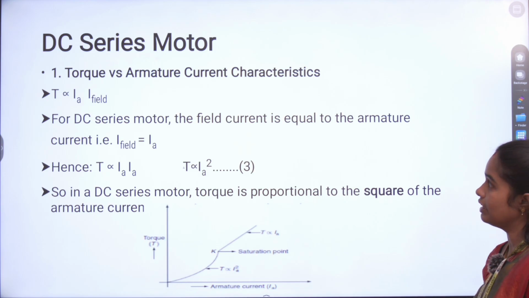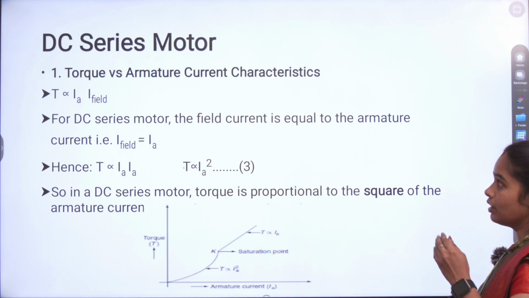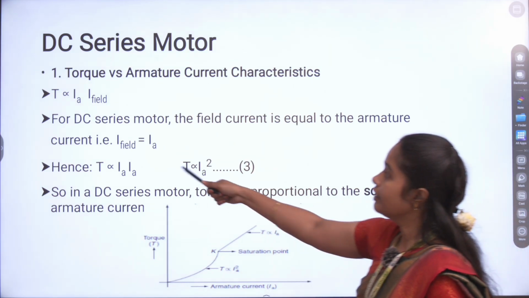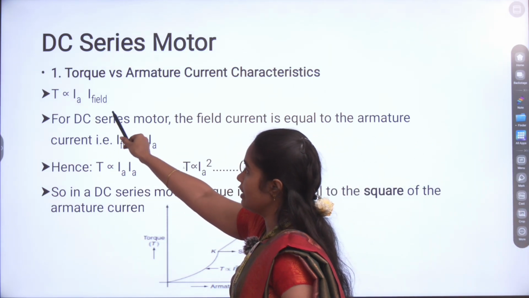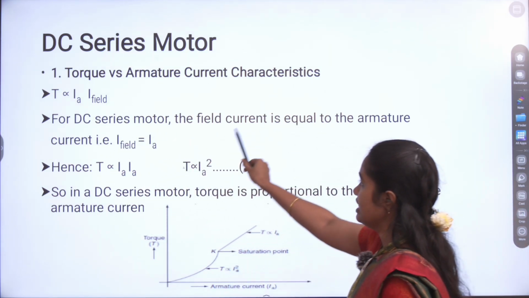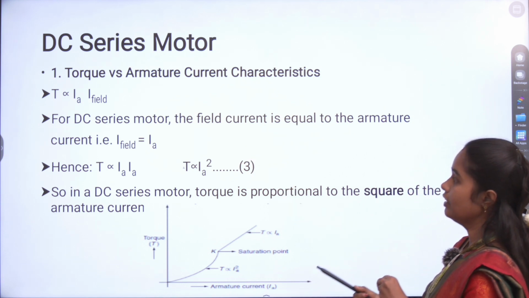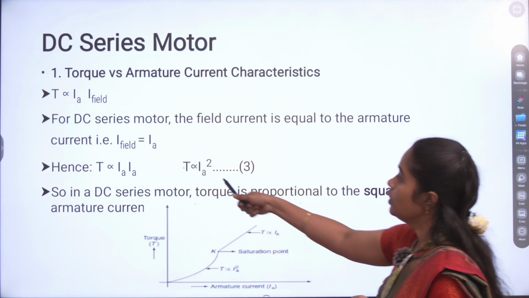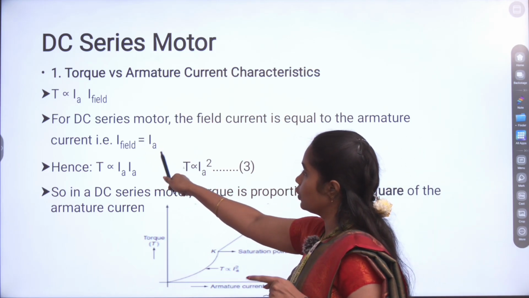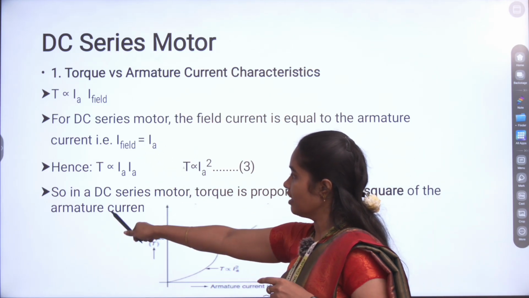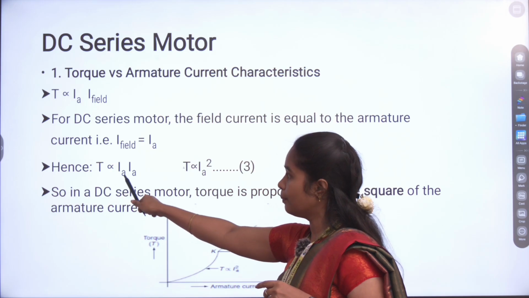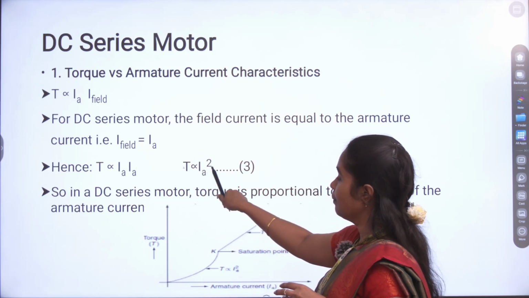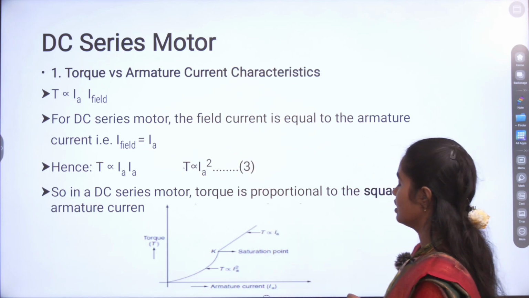And next one is the DC series motor, torque versus armature current characteristic. So the torque equation, T is directly proportional to Ia into If. In a DC series motor, the field, armature and load are connected in series. So field current is equal to the armature current. So I rewrite the equation: torque is directly proportional to Ia into Ia. That means torque is directly proportional to the square of armature current.